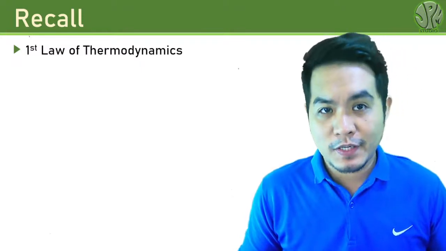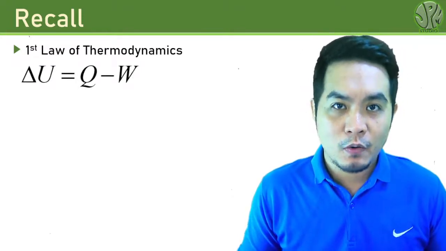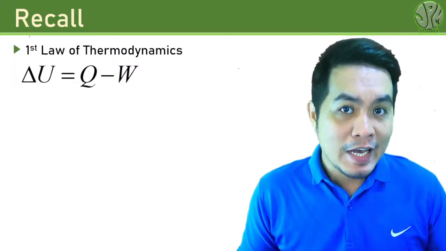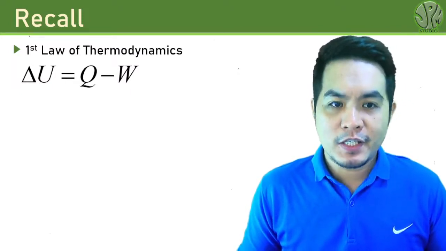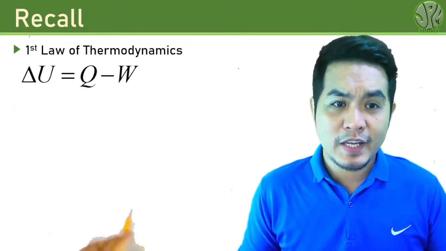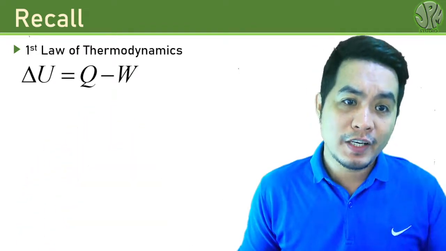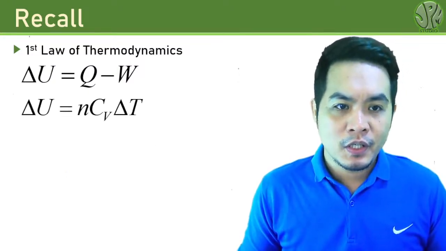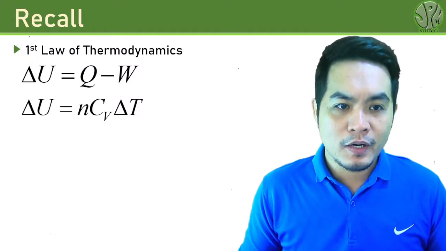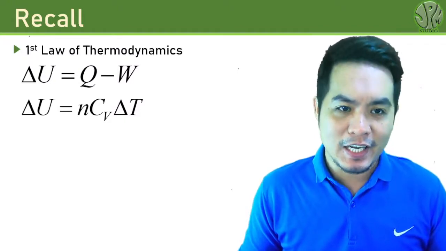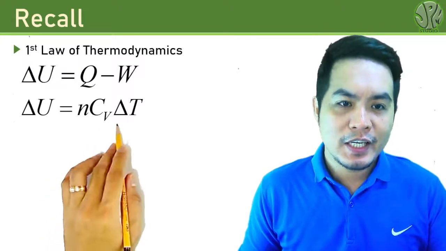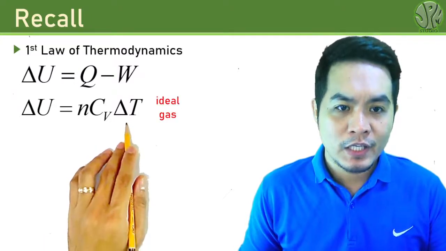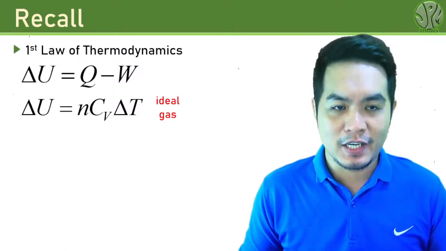We have discussed the first law of thermodynamics, which is all about the change in internal energy of a thermodynamic system, and it's just equal to the heat absorbed by the system minus the work done by the system. So it's basically a conservation of energy principle. In the case of an ideal gas, the change in internal energy is just dependent on the change in temperature. But again, this is only true for an ideal gas.